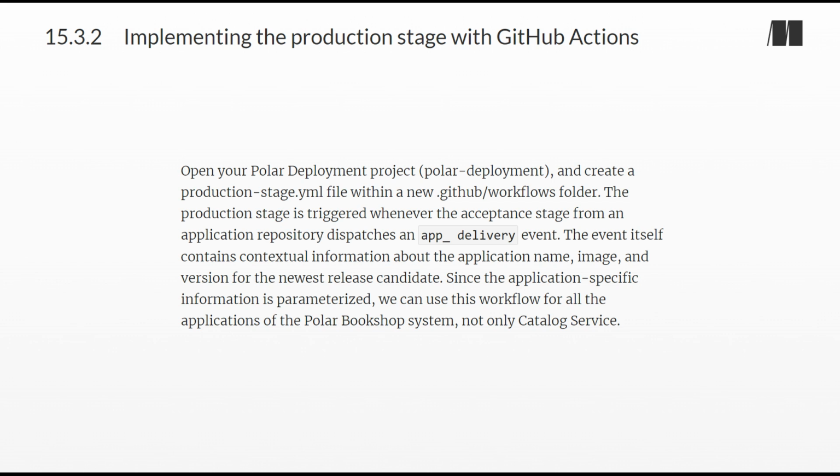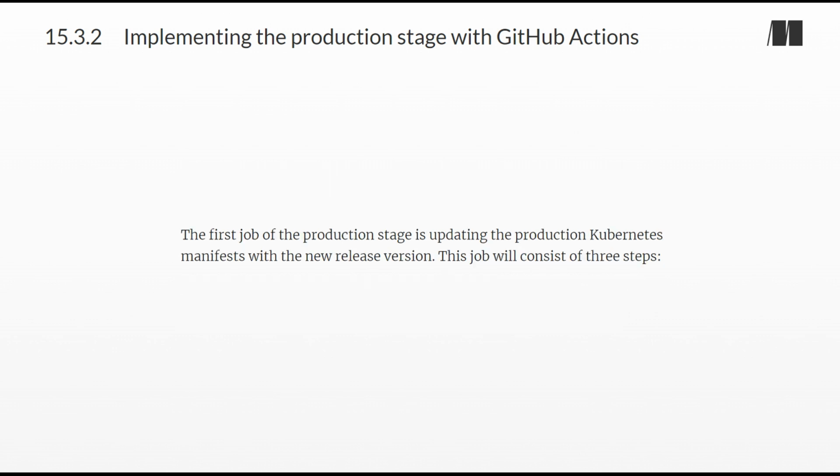The production stage is triggered whenever the acceptance stage from an application repository dispatches an app_delivery event. The event itself contains contextual information about the application name, image, and version for the newest release candidate. Since the application-specific information is parameterized, we can use this workflow for all the applications of the Polar Bookshop system, not only Catalog Service.